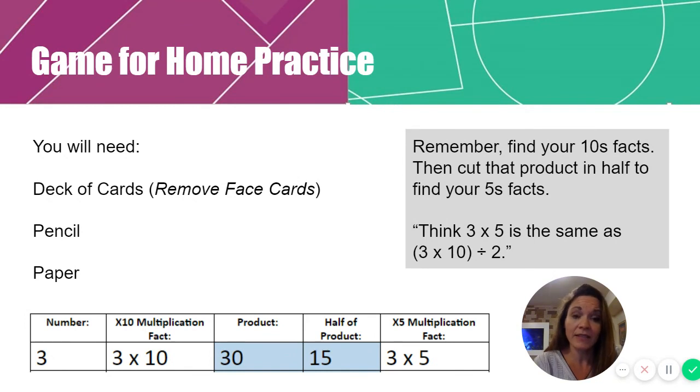If you'd like, this can even be extended to larger numbers too. If you wanted to start getting 2 digits out, perhaps I wanted to pull the numbers, an ace and a 2, and make the number 12. I can think 12 times 10 is 120. So that's my first product. And then I'm going to think of 120, and I'm going to cut it in half. Half of 120 is 60. That is the same as 5 times 12.